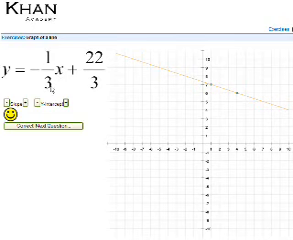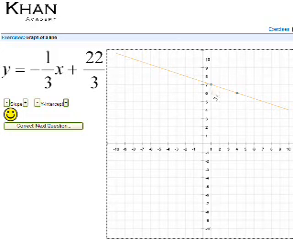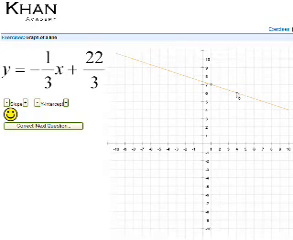The slope is negative 1/3, and that makes sense because if we run 3, 1, 2, 3, we rise negative 1. We rise negative 1 right there. So that's why the slope is negative 1/3. And then the y-intercept is 22 over 3. Well, that's 7 and 1/3, and right there, we intersect the y-axis 1/3 of the way between 7 and 8.